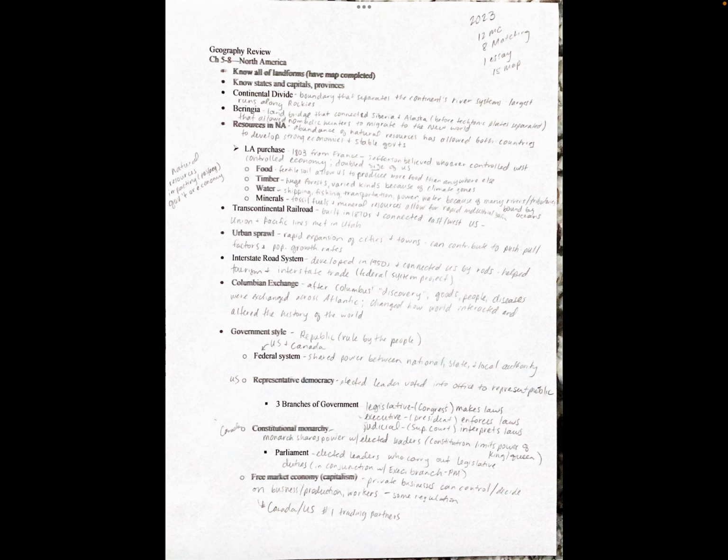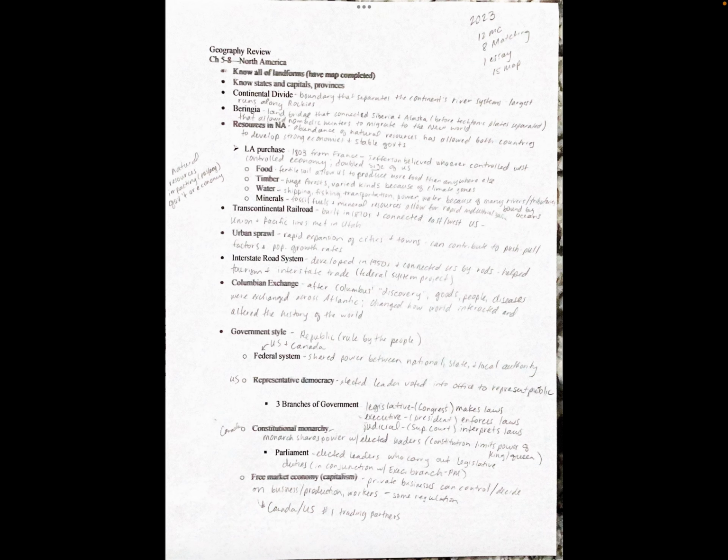In Canada, they have a constitutional monarchy. That's when the monarch shares power with elected leaders. And what I would definitely like you to remember is the constitutional part. The Constitution is what limits the power of the king or queen. That's what makes it different from monarchs before. As we can see today in Canada, the king or queen, at this point King Charles, has very little authority because the Constitution grants very little power to the monarch.